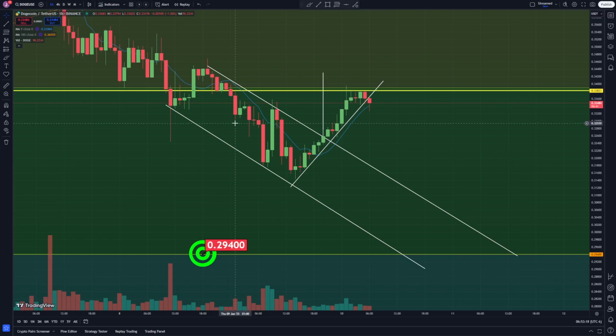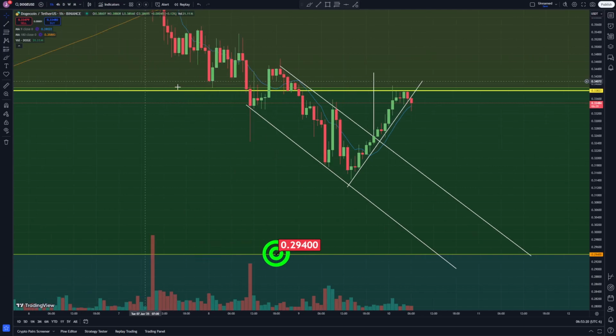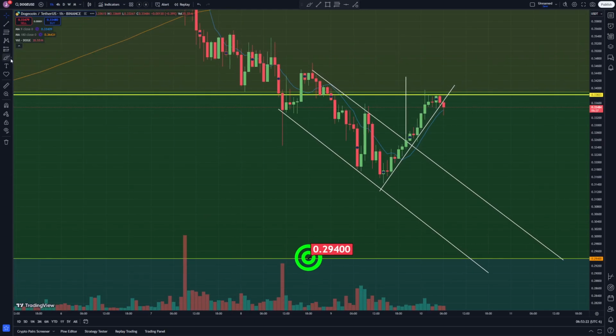Let's take a look at what's going on with Dogecoin today, guys. All right, so in yesterday's video, we were watching the price come down something like this. My next target was sitting at .294. It still is pretty much. I have a limit order down there, so when it comes down there, it'll automatically buy it.